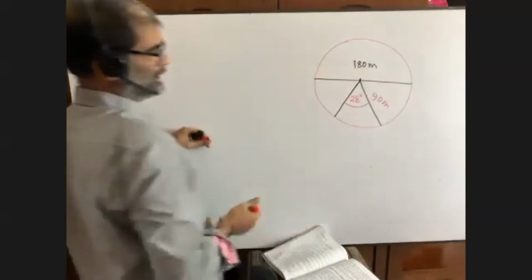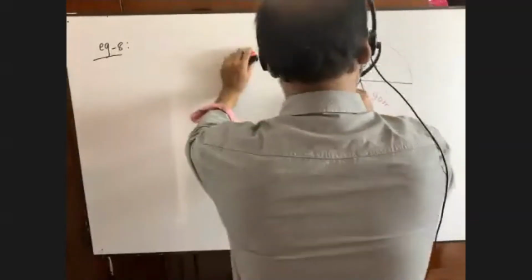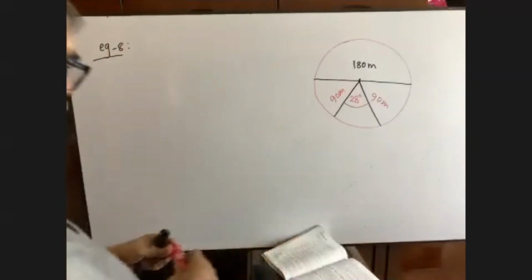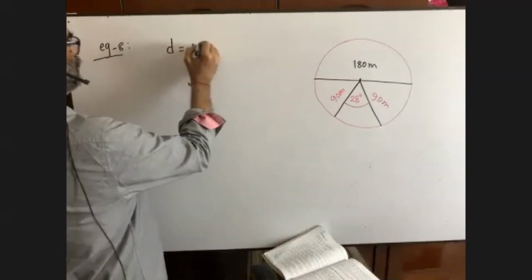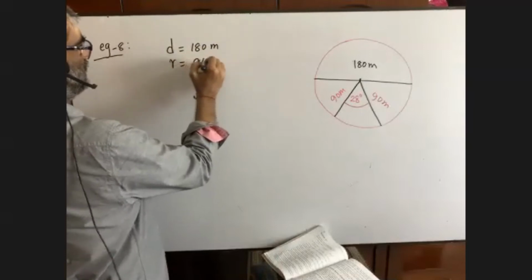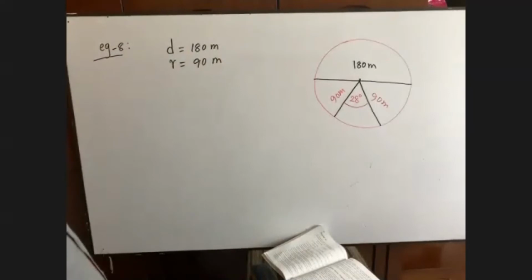As the diameter is 180 meter, so its radius is what? 90 meter. Okay. So can you write here: given D equals 180 meter, so R equals 90 meter. We can write, right? D for diameter, R for radius.